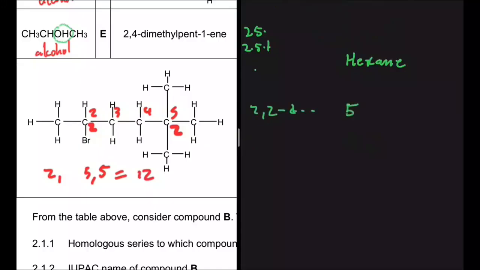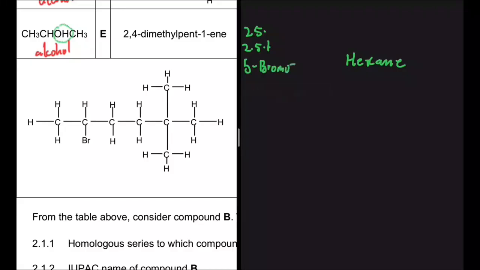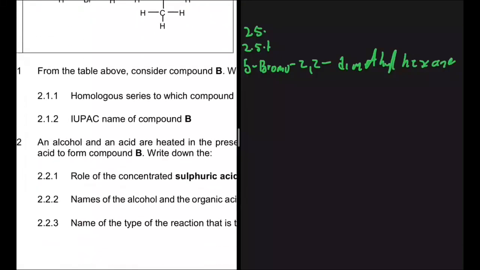And then we're going to have 5 for the bromo. So this is 2 plus 5, which equals 9. If we start numbering from the right, we have the smallest number, and that's what we need to do. Nothing is going to take preference between the halogen and the branch. So we're going to have 5-bromo-2,2-dimethylhexane. And that is the name of our compound G.